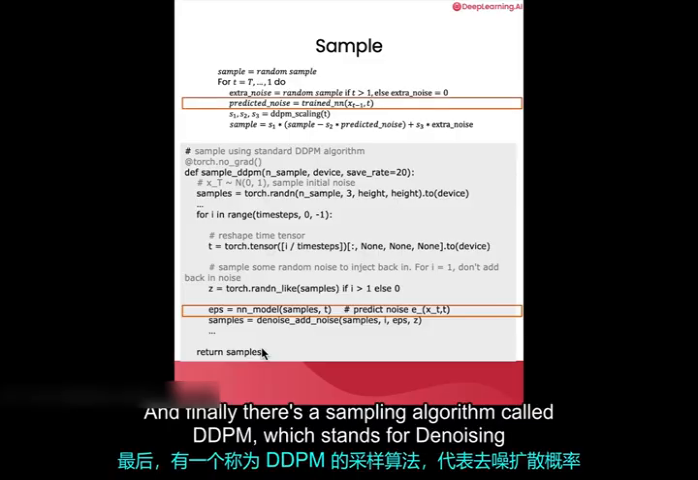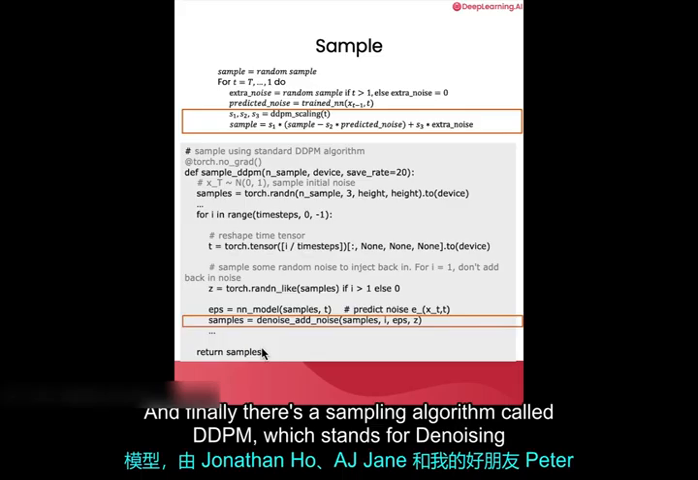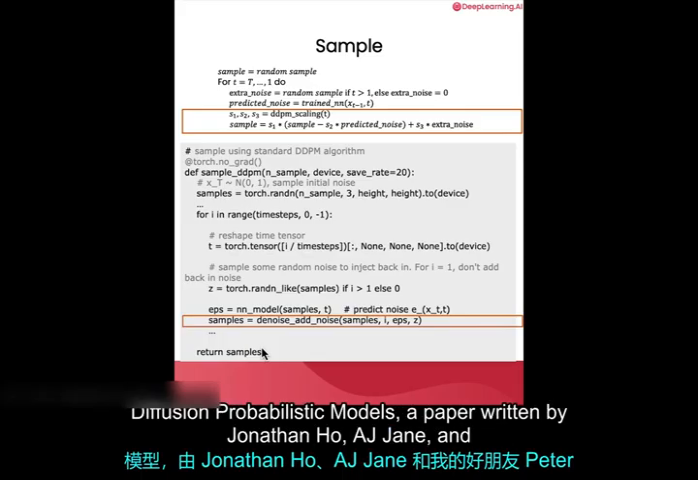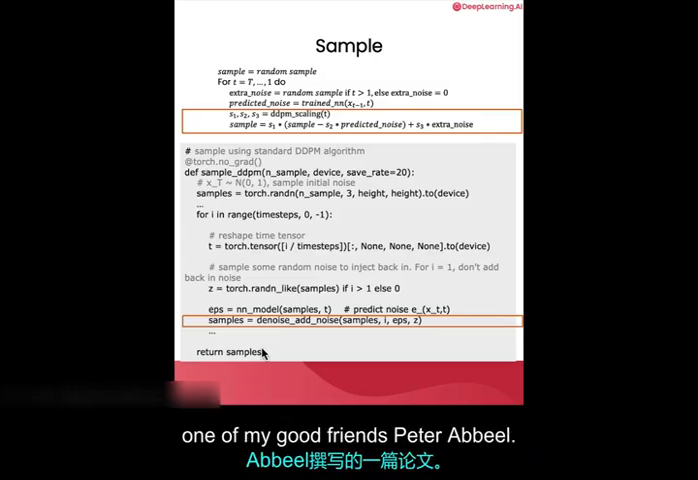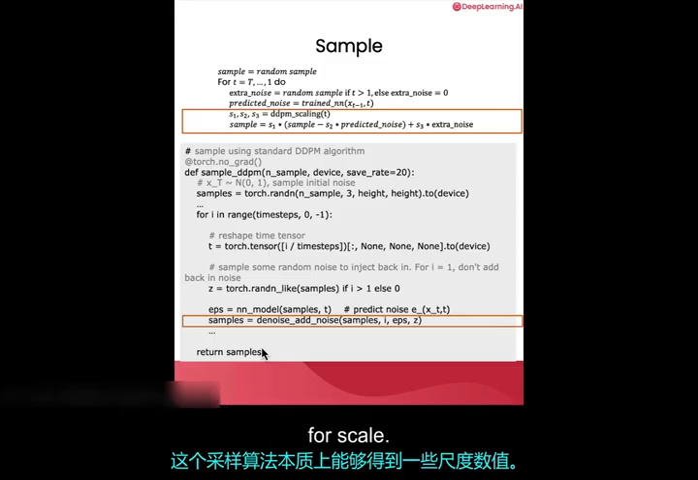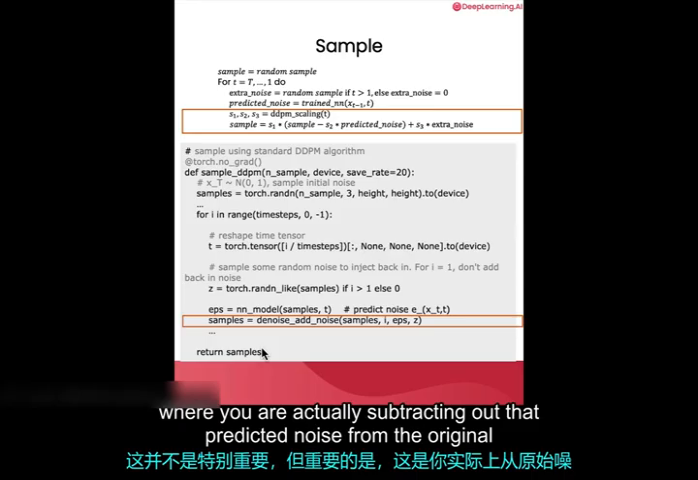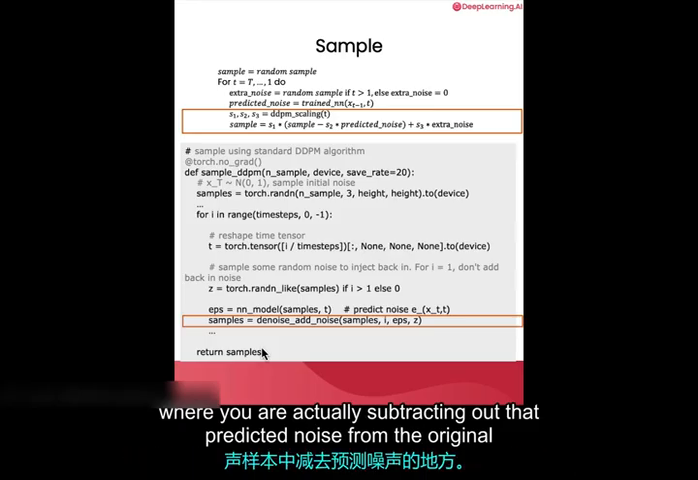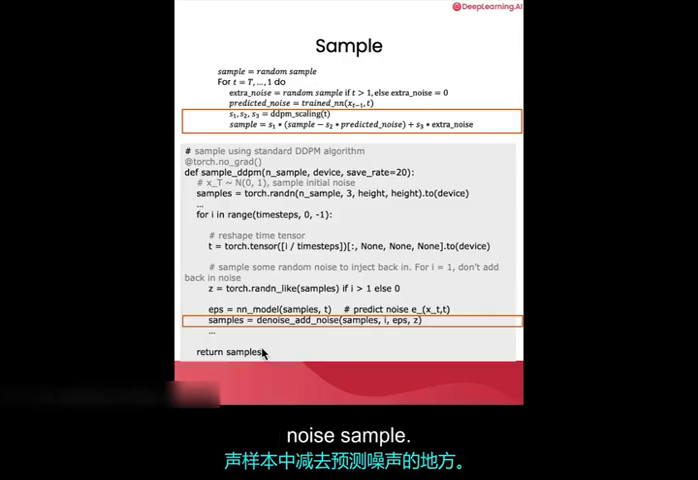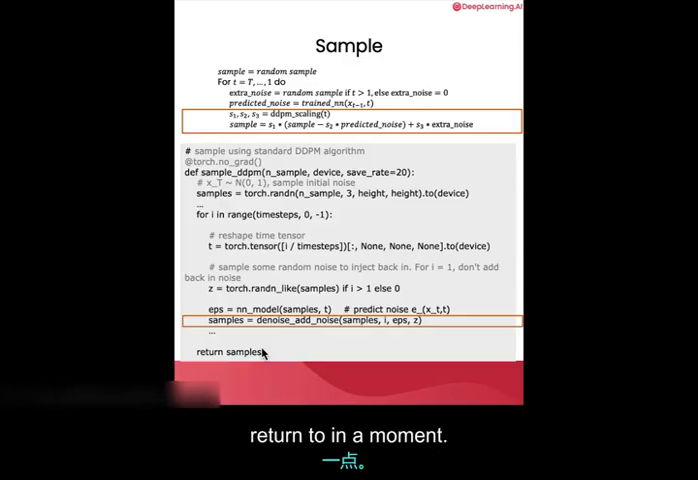And finally, there's a sampling algorithm called DDPM, which stands for Denoising Diffusion Probabilistic Models, a paper written by Jonathan Ho, AJ Jain, and one of my good friends, Peter Abbeel. And this sampling algorithm essentially is able to get a few numbers for scale. That's not super important, but what is important is that this is where you are actually subtracting out that predicted noise from the original noise sample. And again, you're adding that little extra noise back in, which we'll return to in a moment.